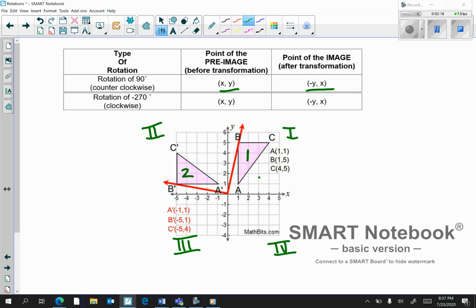We have rotated 90 degrees counterclockwise. But it is also the same as rotating negative 270 degrees clockwise. So if I'm in quadrant 1, I have traveled 1, 2, 3 quadrants clockwise. And by traveling 3 quadrants, that's 270 degrees, but it has to be negative because we're going clockwise. Counterclockwise is positive, clockwise is negative.